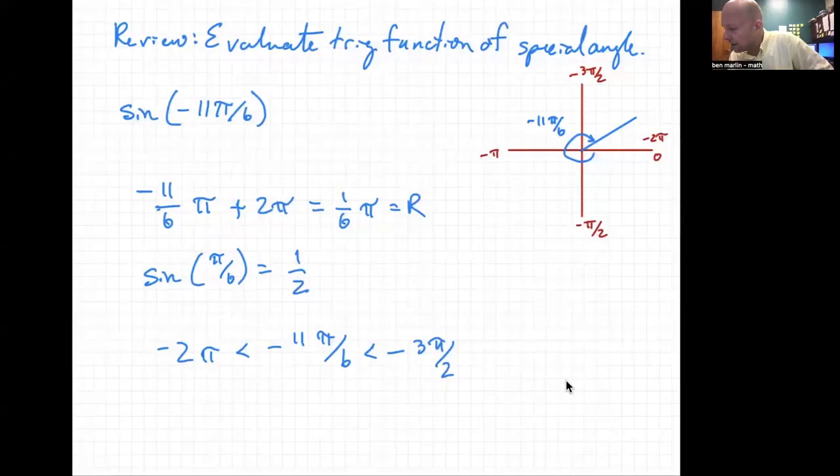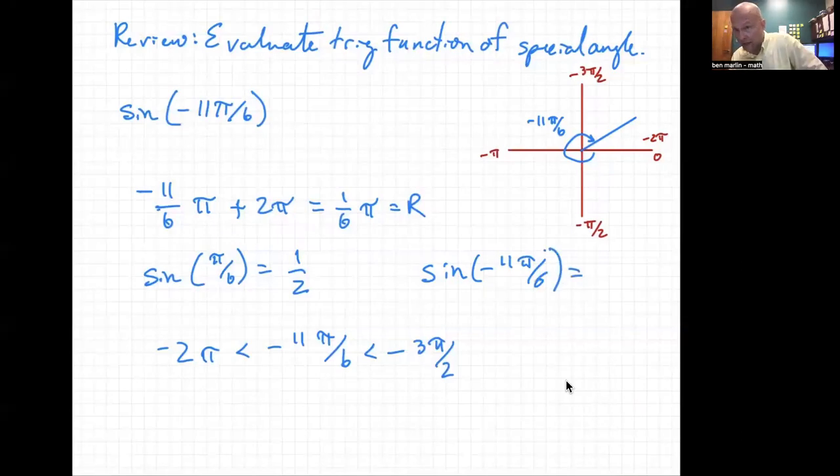So when we talk about the sine of negative 11 pi over 6, we just write down the sine of the reference angle, and then we say plus or minus. Well, in the first quadrant, sines are positive. So we put a plus there, okay? So the sine of minus 11 pi over 6 is 1/2. Hopefully all are good with that.